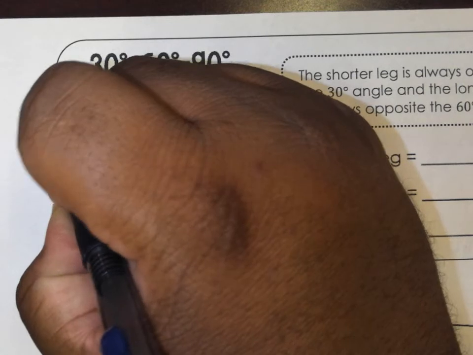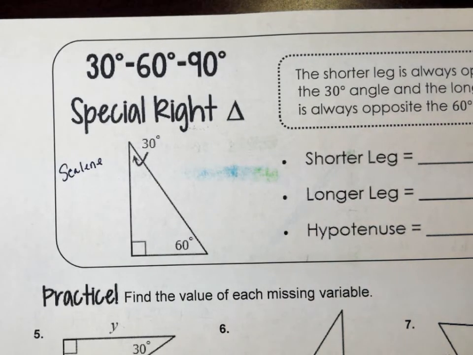Scalene, thank you. Scalene meaning all the sides are different lengths. But there's still a relationship between the sides on these triangles too, the same way there was a relationship between the sides on the 45-90. It's just that it's three different sides, so the two legs are not the same on this one.